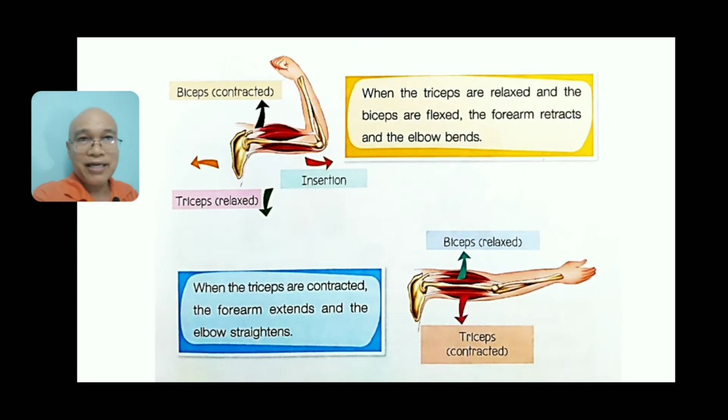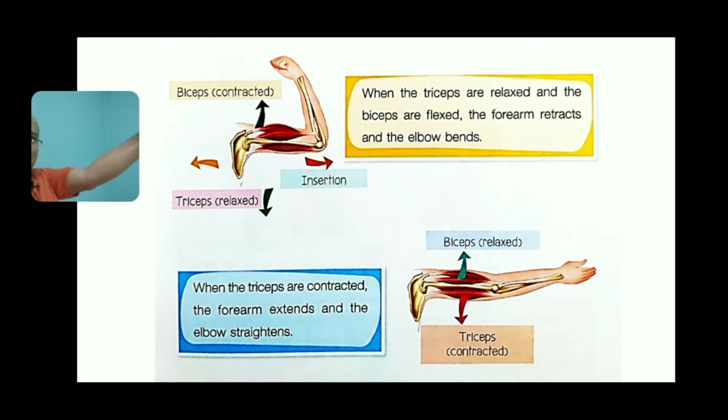Look at them. Here, antagonistic between the biceps and the triceps. And here, look at the insertion. When the triceps are relaxed and the biceps are flexed, okay? The forearm retracts and the elbow bends, all right? So when the triceps are contracted, the forearm extends and the elbow straightens, all right?